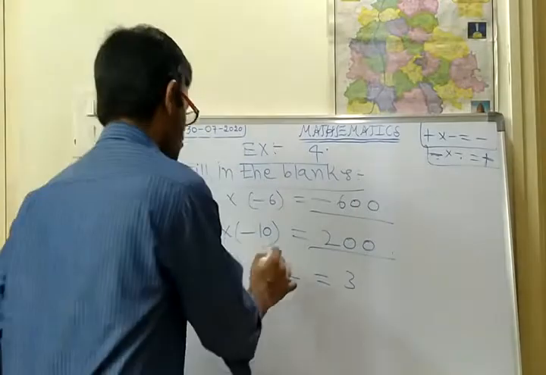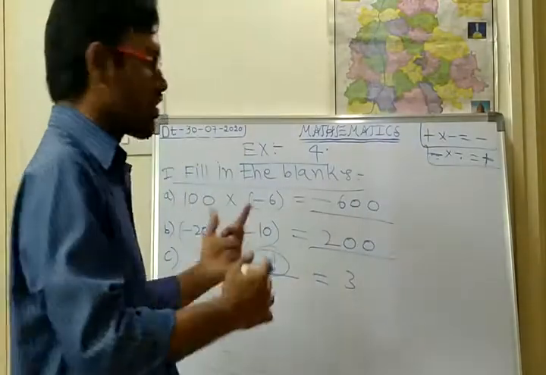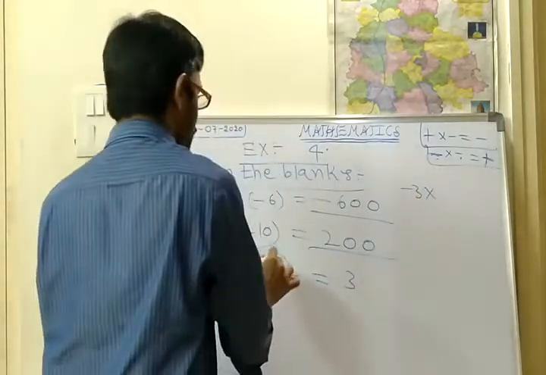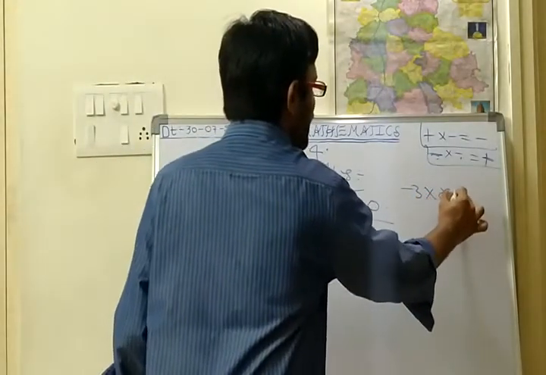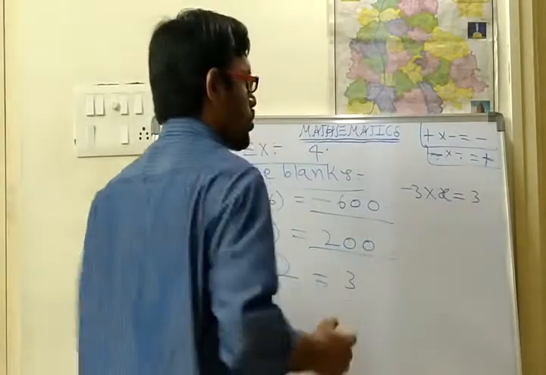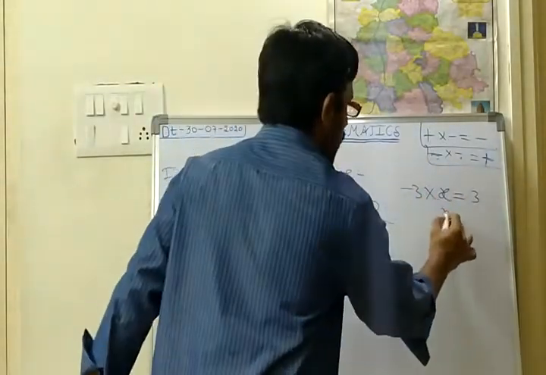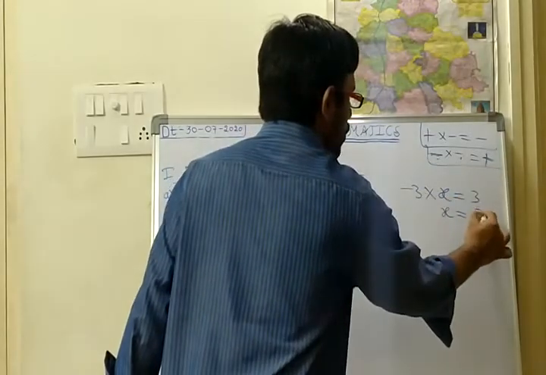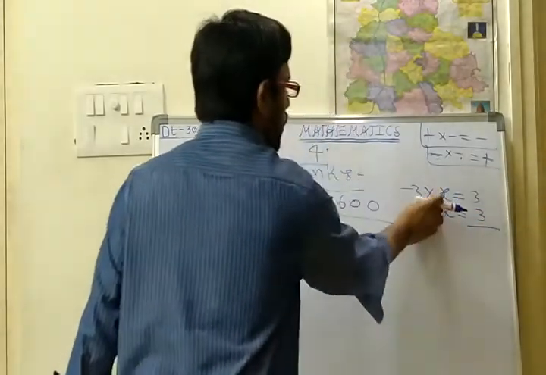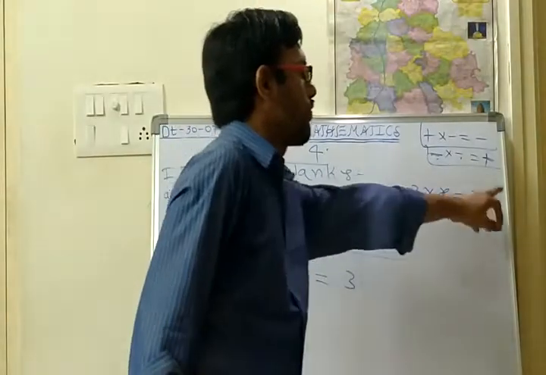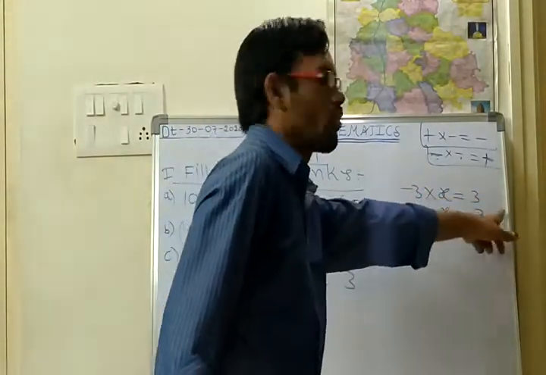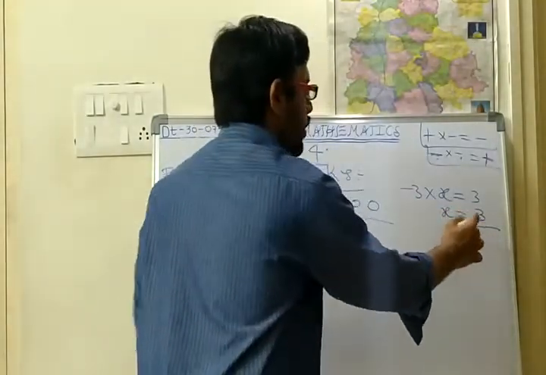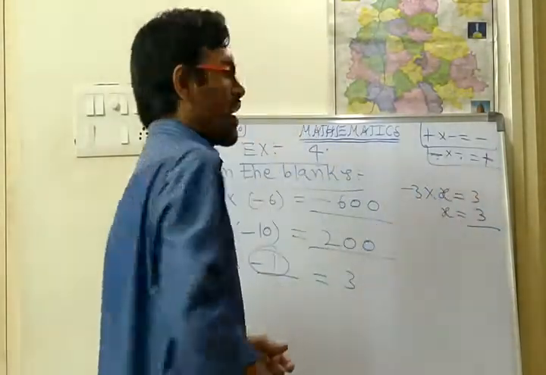So what is the answer? Minus 1. You can also do this another way. Minus 3 into this number, which is not given. Just think of it as x, so minus 3 into x is equal to 3. We have to find this x. Now send this minus 3 to the other side. If a product goes to the other side of the equals sign, it becomes a division.